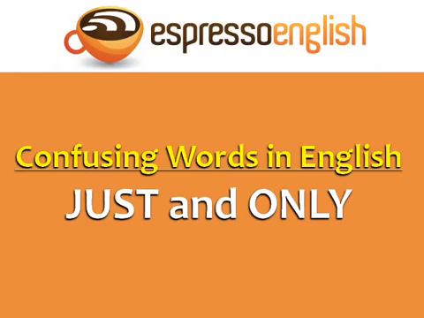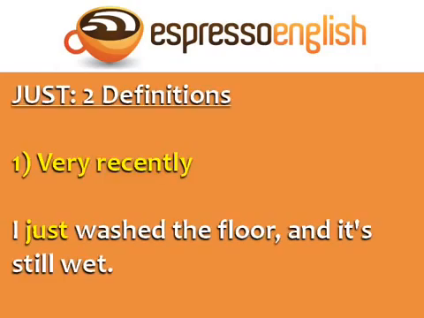Confusing words in English: just and only, from espressoenglish.net. The word just has two definitions. One is very recently. For example, I just washed the floor and it's still wet. In this case, the word just means I washed the floor just a few minutes ago.